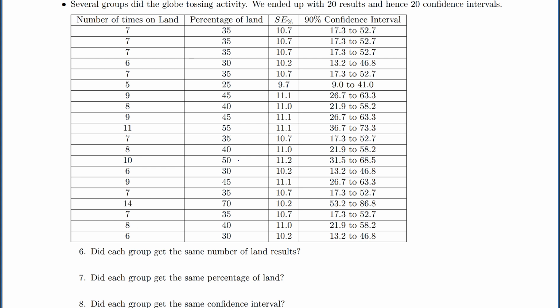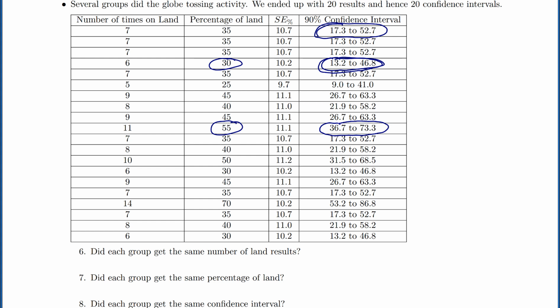Then I calculate here's the percentage of land that they each got. So here's the different percentages of land. Here's the standard error. These are all written as percentages, not proportions. And you can see the confidence intervals. One group said that they're 90% confident that the true percentage is between 17.3 and 52.7. Whereas another group got a sample percentage of 30, and they said they're 90% confident that the true percentage of land is between 13.2 and 46.8%. Another group got 55% land when they tried it, and so they're estimating that the true percentage of land is between 36.7 and 73.3%.